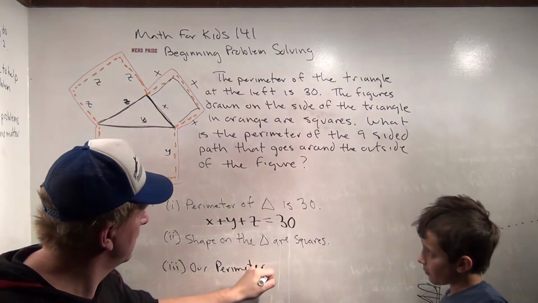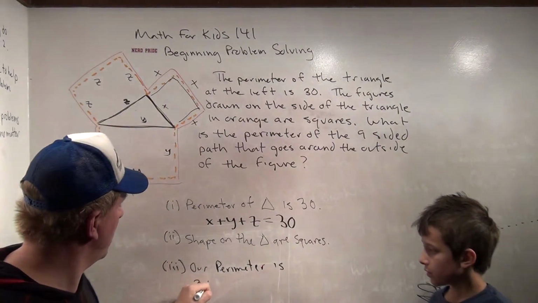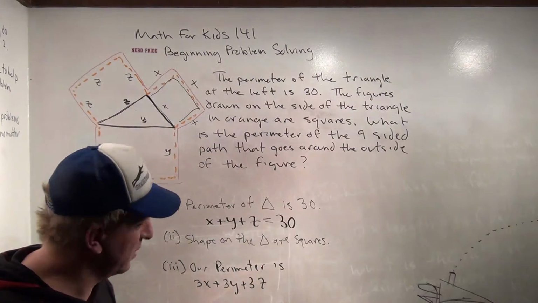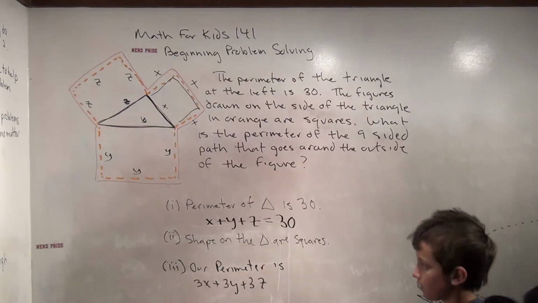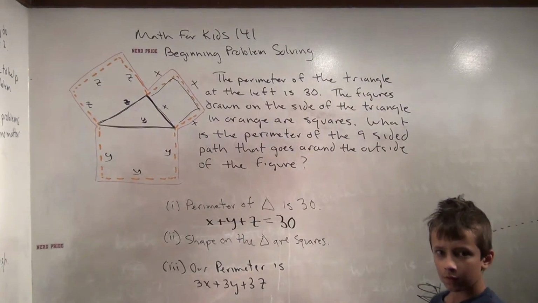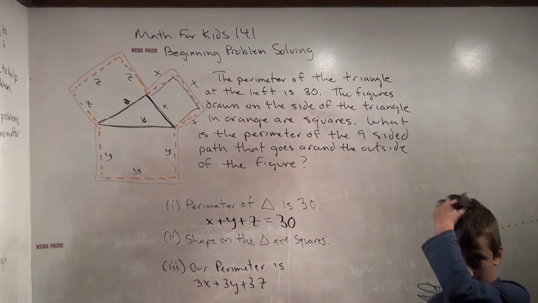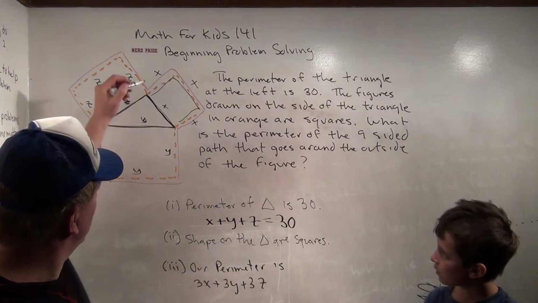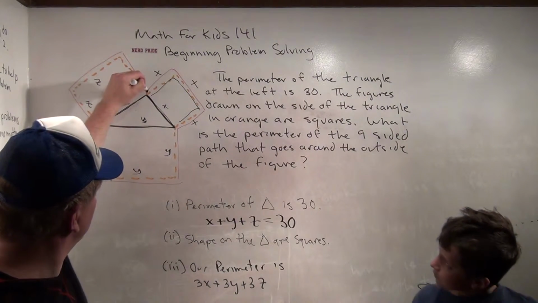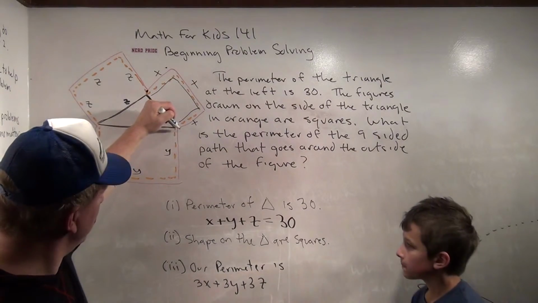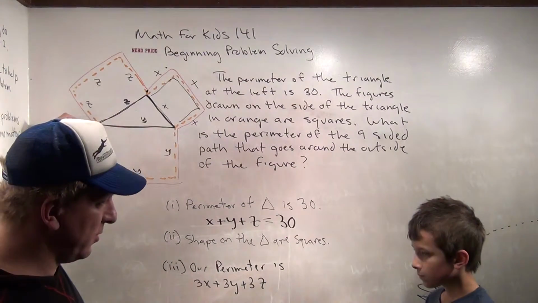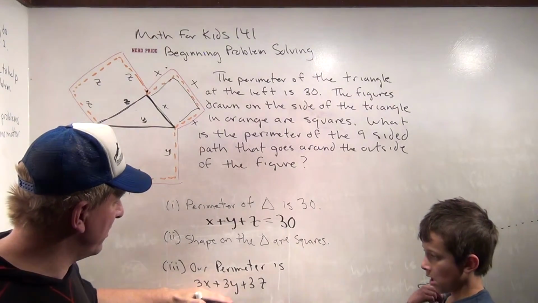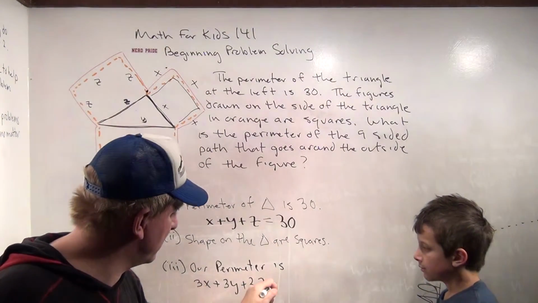But we know that the perimeter of the triangle is 30. Okay, let me just make sure that's on screen. Our perimeter is 3x plus 3y plus 3z. That is the bottom, so we can't go there. Okay, because if we start here, we go x, x, x, that's 3x. Y, y, y, we go 3y. Z, z, z, we go 3z. So our perimeter we're trying to find is 3x plus 3y plus 3z.